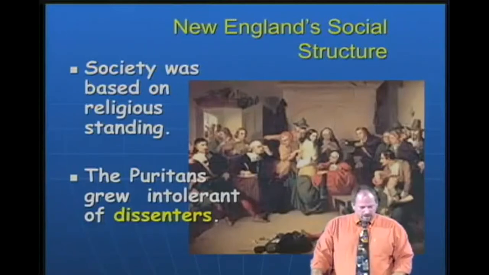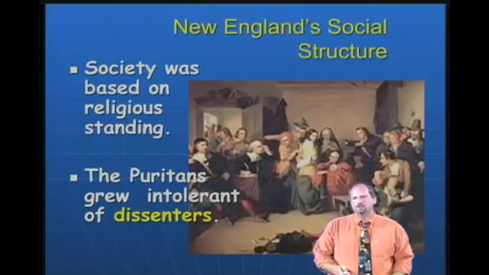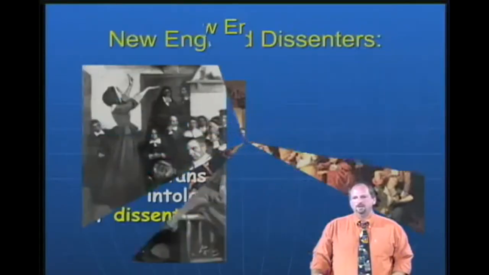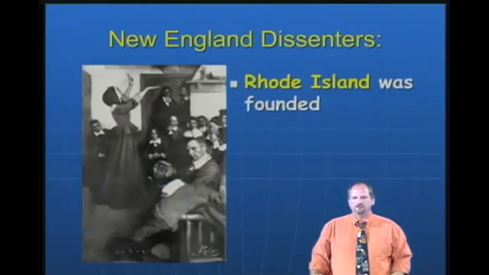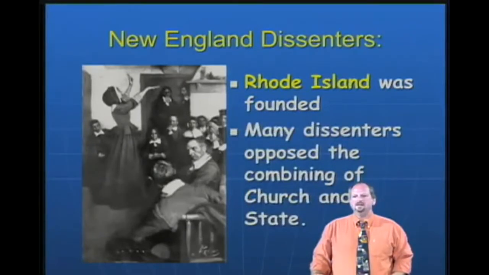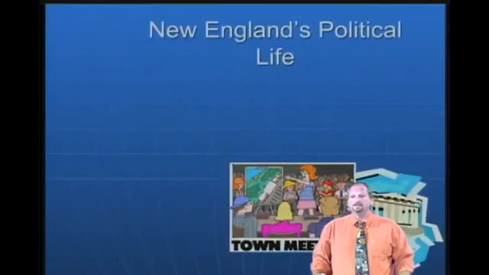They became increasingly intolerant of those who challenged the belief that there should be a single church and government, and those who wanted a separation of church and state. Rhode Island was founded by dissenters, those who wanted separation of church and state, who did not think that the church should be the dominant role in the government. Many dissenters opposed this combining of the church and the government and felt there was a better way.